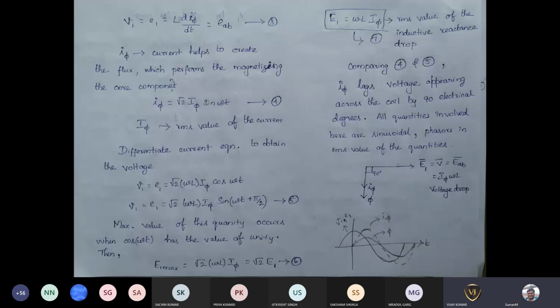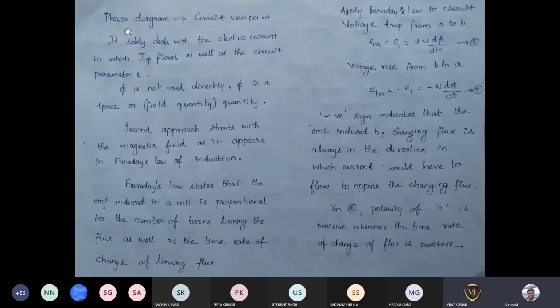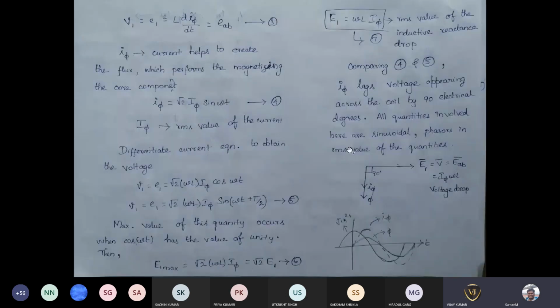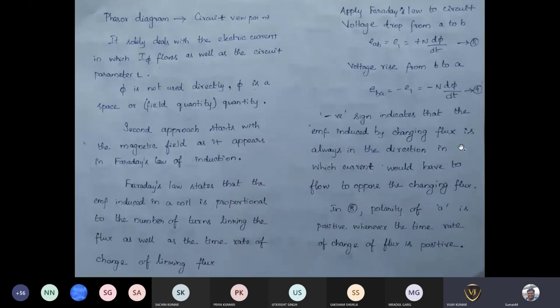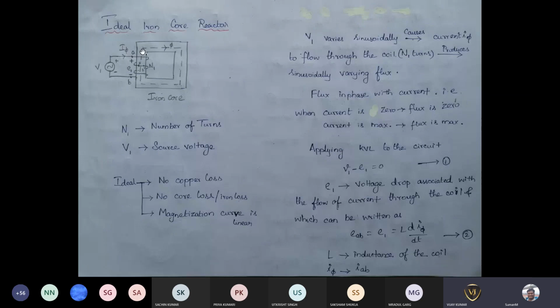Okay, so this phasor diagram we have drawn based on the circuit viewpoint. As I told, we had considered E1 as a voltage drop. So here it is mentioned as E1. The voltage drop is given by EAB. Okay, so this is for the circuit viewpoint. It depends on the current flowing as well as on the circuit parameter L. The current is flowing in that inductor. This part they are telling as an inductor. Okay, so that's what they are saying.